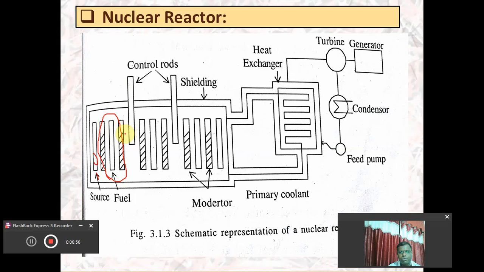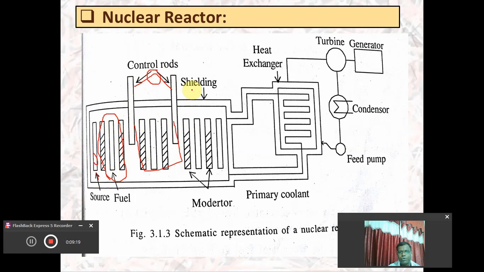Again, the number of neutrons in the nuclear fission is controlled by means of a material called a control rod. So here, in order to control the number of neutrons in any nuclear reaction, rods of particular alloys are used. These are called the control rods.